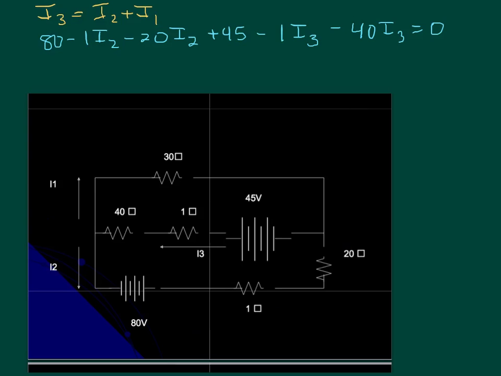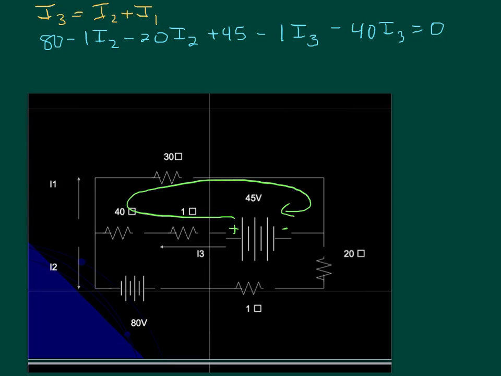Okay, we have 3 unknowns, so we need 3 equations, so we need to do at least one more loop rule. So let's pick, it doesn't matter which one, but let's go ahead and we'll pick the top loop. And the top loop, we're going to go around this way because we're going to leave the battery. The current's going to leave the battery from the positive side, come in the negative side, so it makes sense to go to the left.